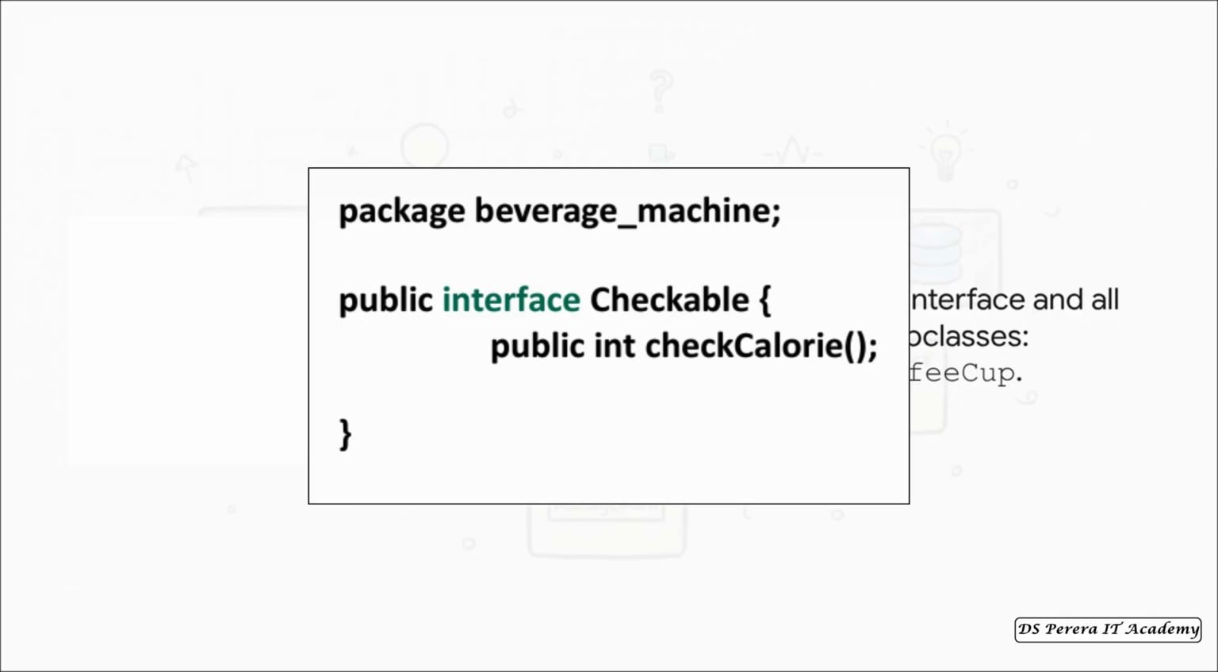There's a lot on this slide, so let's walk through it. We've defined a new checkable interface, this time with a check calorie method. Then we have our 3 concrete classes. Coffee cup and tea cup both extend beverage cup and implement checkable. But look at water cup. It only extends beverage cup. It does not implement the interface. This is a perfect demonstration of how to selectively apply capabilities to only the classes that need them, which keeps our code clean and logical.